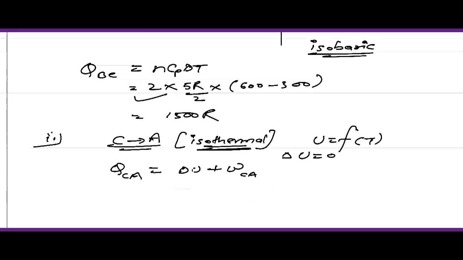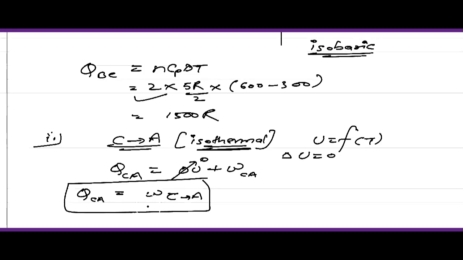Okay, so we are seeing that delta U is equal to 0 in this part. So that will be equal to W_CA, which is equal to Q_CA. Okay, so we get this equation.